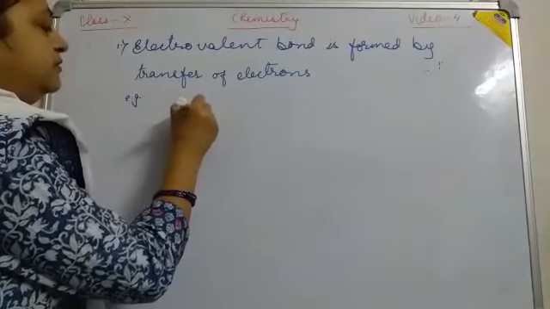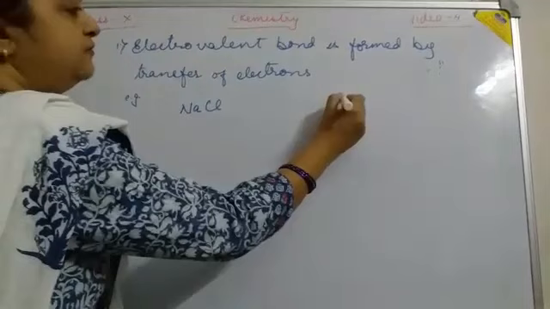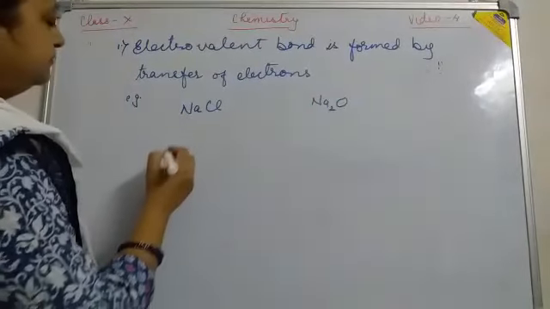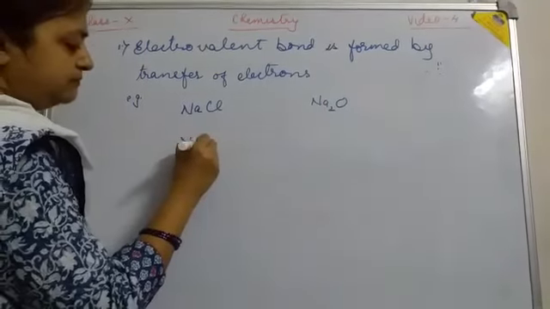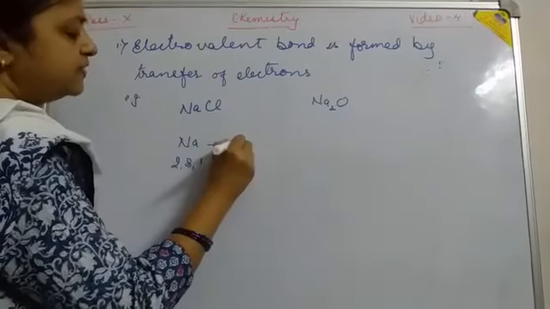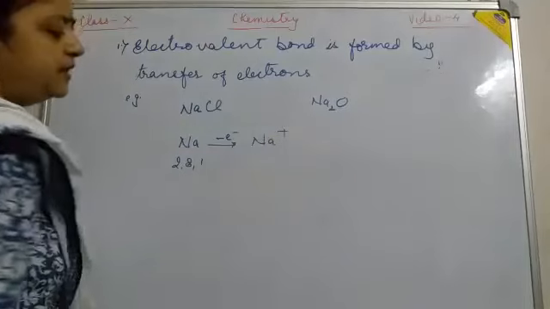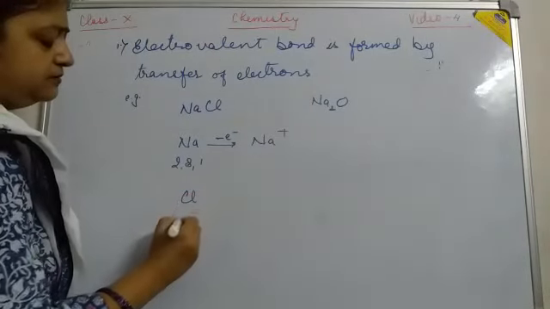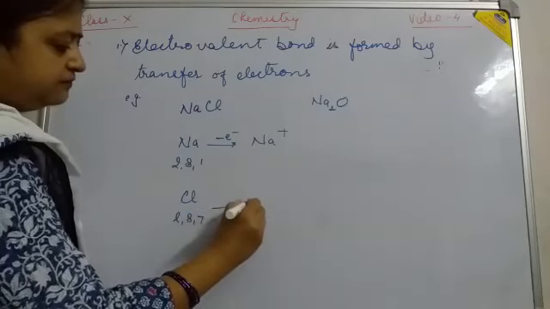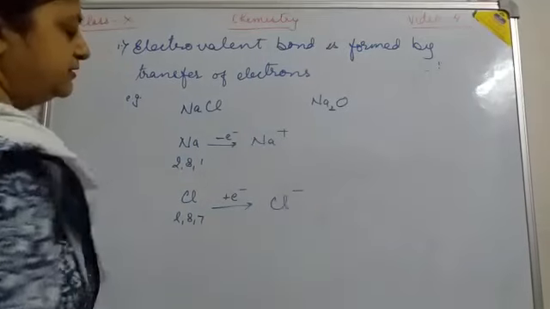For example, if we consider sodium chloride, how is it formed, or if we consider sodium oxide, how is it formed. Sodium, its configuration is 2, 8, 1, loses one electron to form Na+, and chlorine, its configuration is 2, 8, 7, gains one electron and forms Cl-.